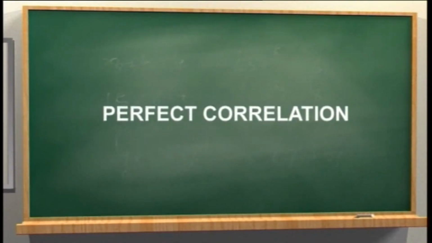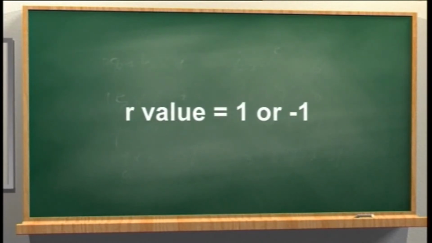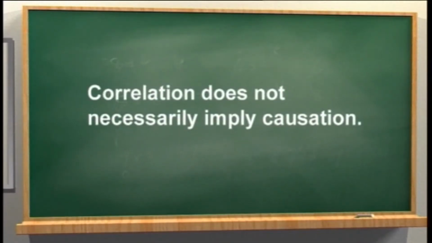Perfect correlations, that is, R values of 1 or minus 1, are rare. Further, the presence of a correlation between two variables does not necessarily mean that a change in one variable causes the change in the other variable. Correlation does not necessarily imply causation.